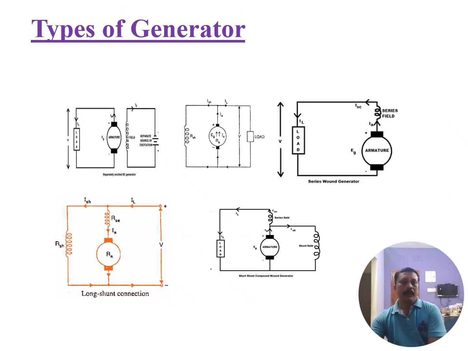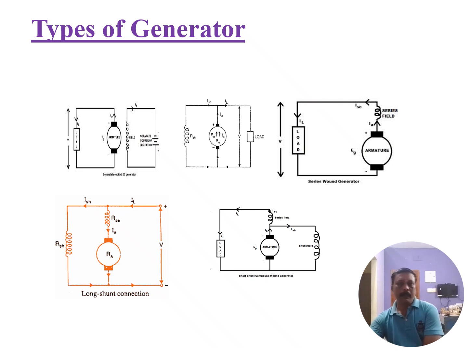First one, the separately excited DC generator. Here, the field winding gets supply from an external source. Next, we will discuss the self-excited generators one by one. First one is the DC shunt generator. Here, the field winding is connected in parallel with the armature circuit. The coil has a large number of turns, very thin wire with high resistance.